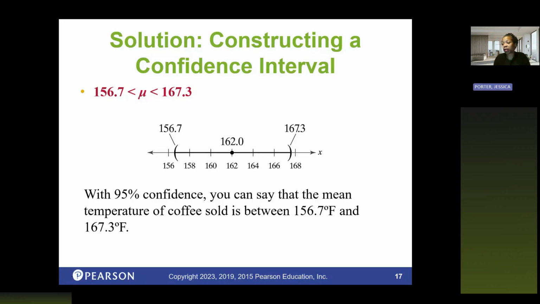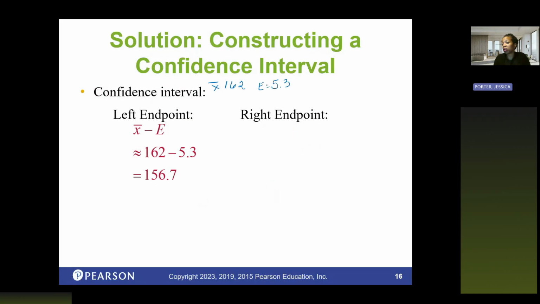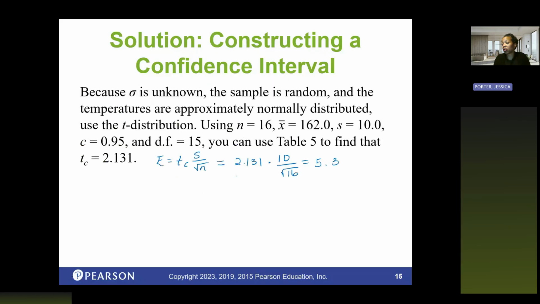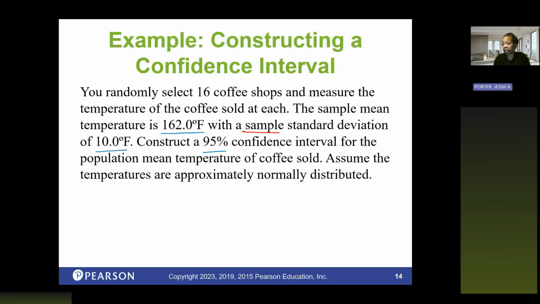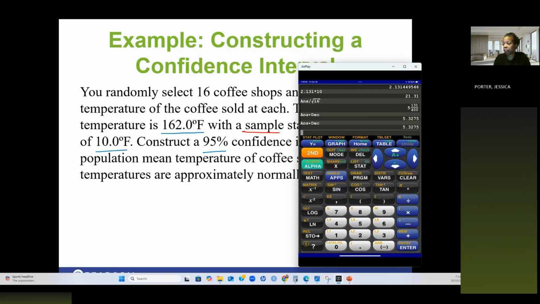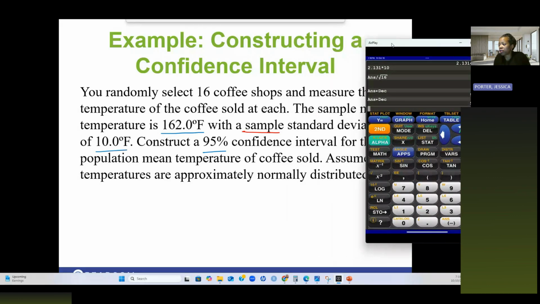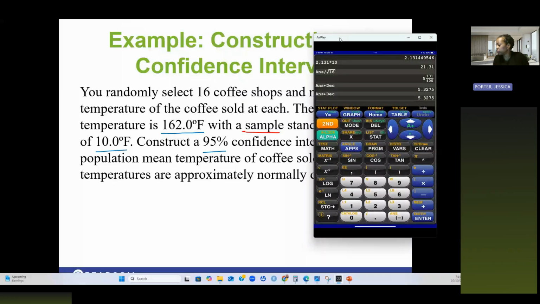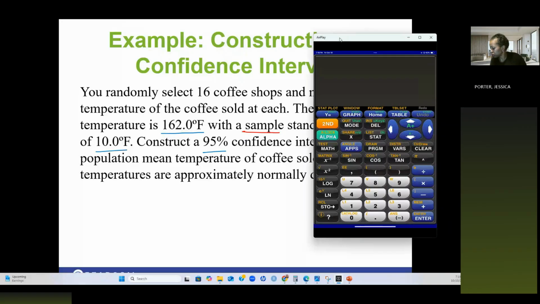So let's go back and look at how we would find the confidence interval with technology. So I'll start with the calculator since I've got it up here, and then we'll move to StatCrunch. You can use either one on the exam.